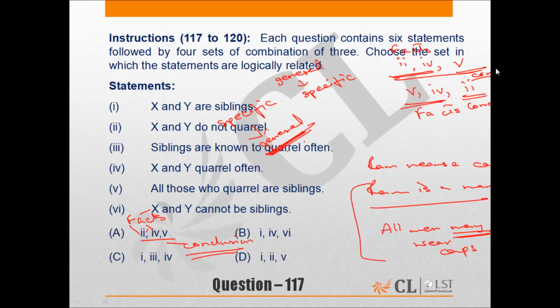C, 1, X and Y are siblings. 3, siblings are known to quarrel often. 4, X and Y quarrel often. Now this clearly follows. X and Y are siblings, this is one example of siblings. Siblings are known to quarrel often, this is the general rule. Since X and Y are siblings, this rule will apply even to them. Hence, X and Y quarrel often will be the valid conclusion. Hence, option C is the right answer for this.